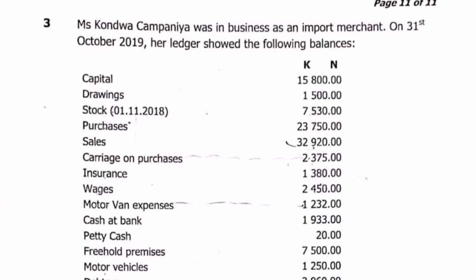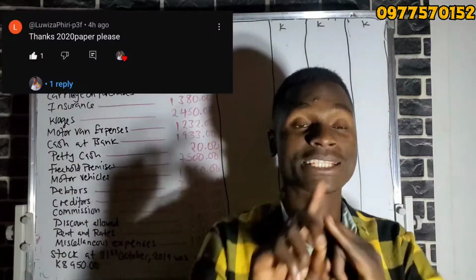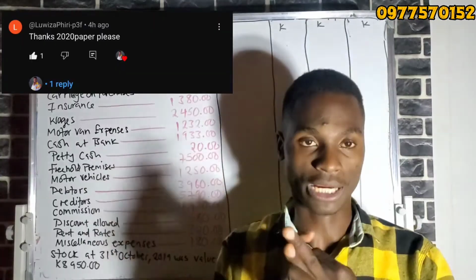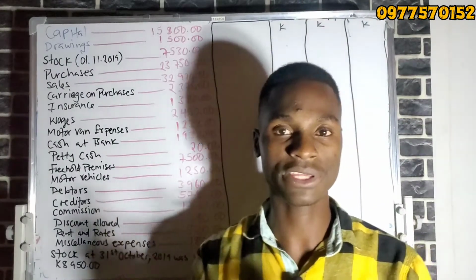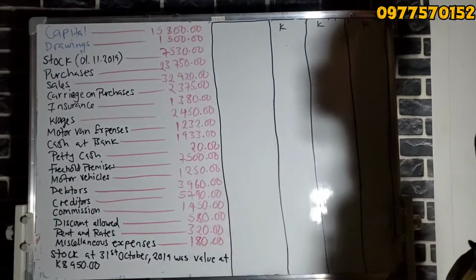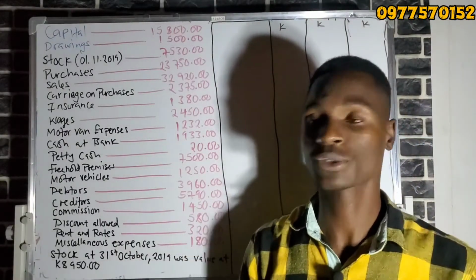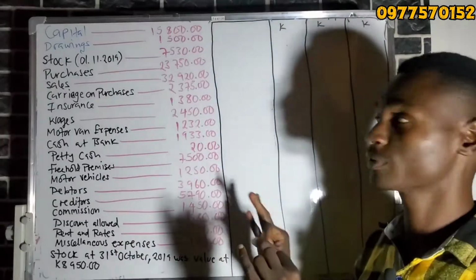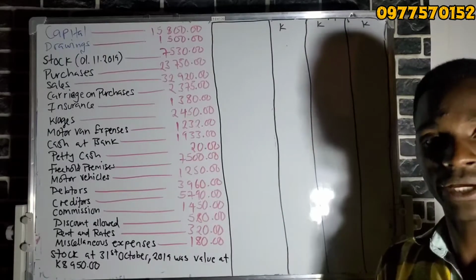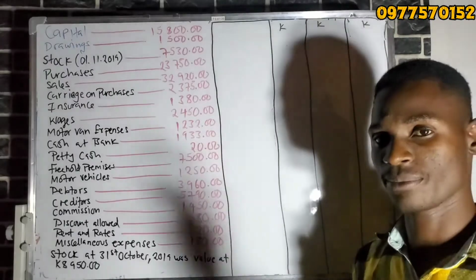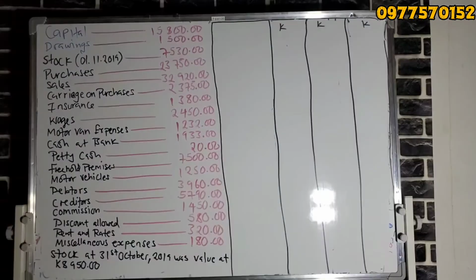So guys, in this video we're going to look at the trading and profit and loss account, even the balance sheet. I'm going to explain everything using this 2020 past paper. We are required to prepare the trading profit and loss account, then the balance sheet as at that date. So without wasting much of the time, let's jump right in.